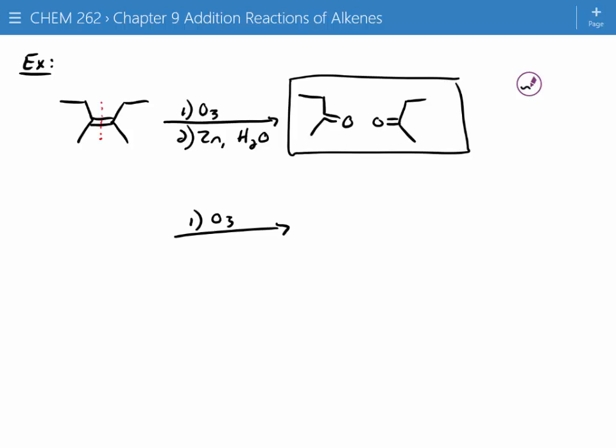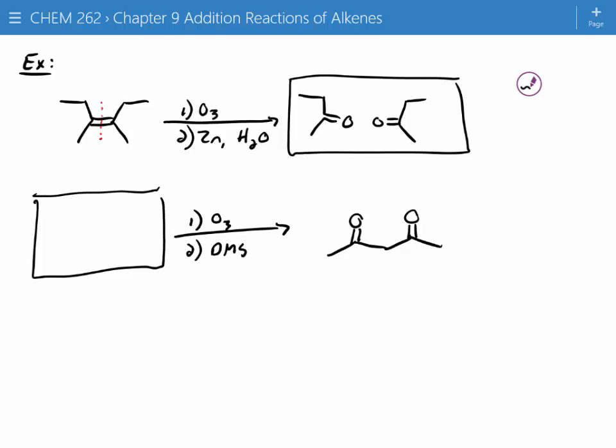So again, we've got ozone. This time we'll use DMS, or dimethyl sulfide. Let me fix this 3. And we've got a diketone now. What would our starting material have to be? And I'll give you guys a hint too by giving you the molecular formula. It'd be C10H16.